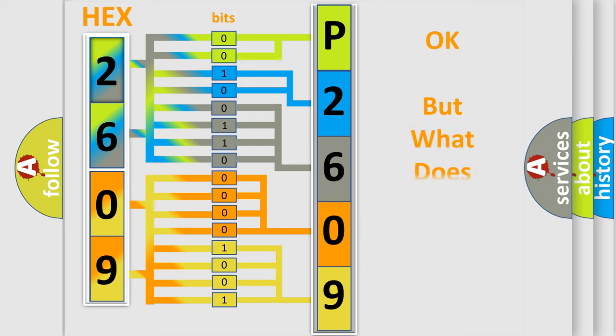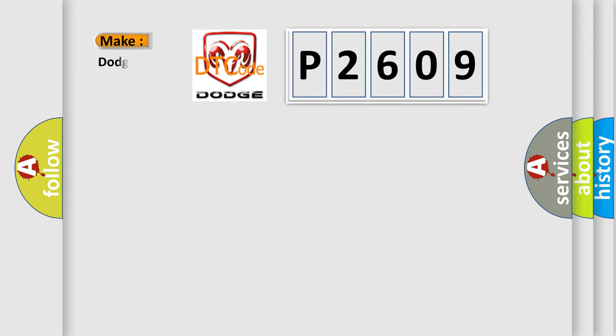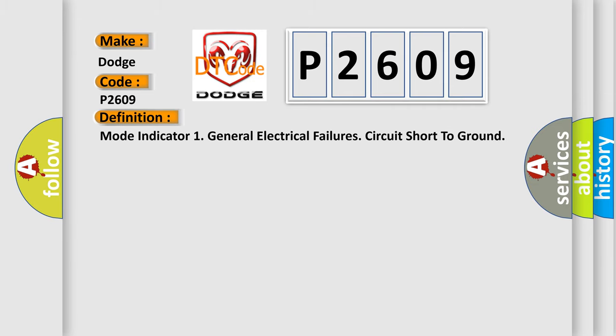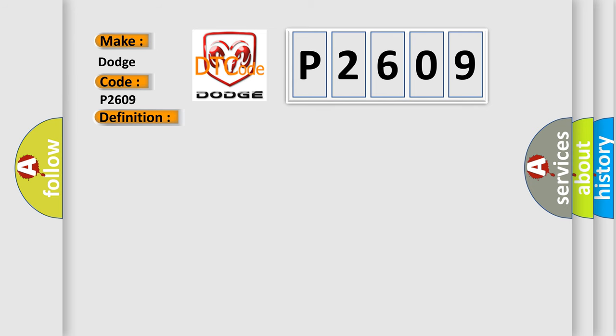The number itself does not make sense to us if we cannot assign information to what it actually expresses. So, what does the diagnostic trouble code P2609 interpret specifically for Dodge? The basic definition is: mode indicator 1 general electrical failure, circuit short to ground. And now this is a short description of this DTC code.